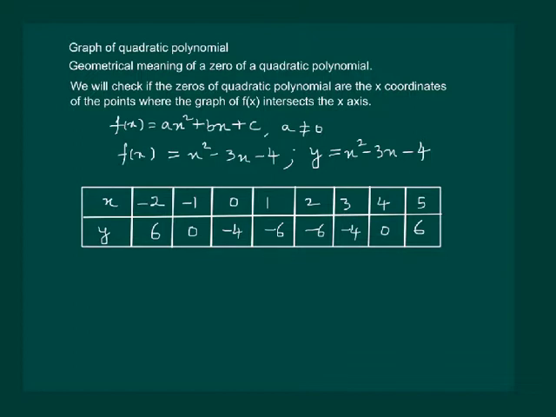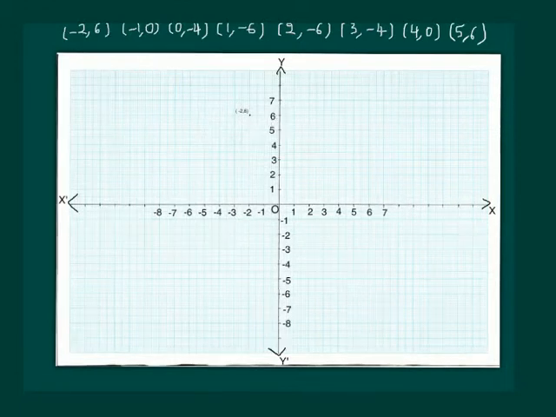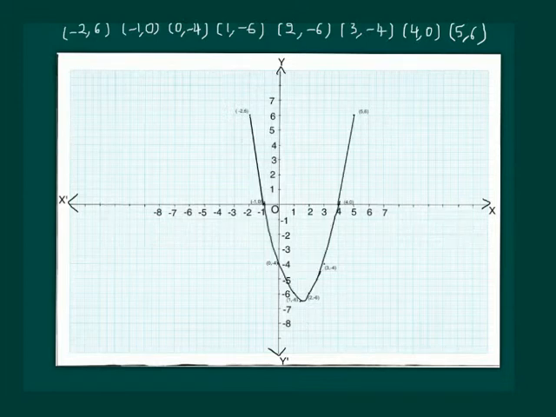It is now time to plot these points on the graph. We have the coordinates written and we start by plotting minus 2, 6: minus 2 on the x coordinate and 6 on the y coordinate. Similarly, let us plot all the points. Once we plot the points, let us join them. The graph so formed is called a parabola.